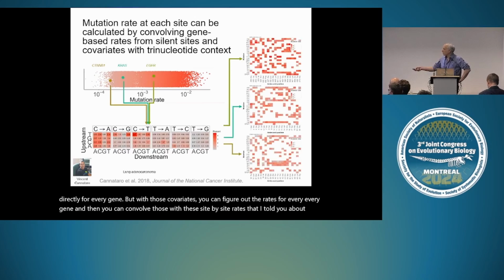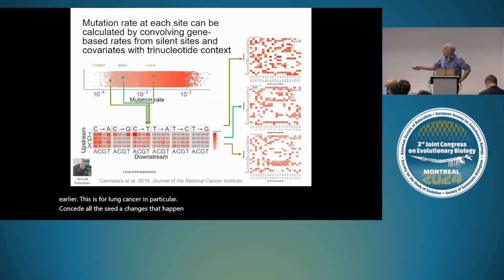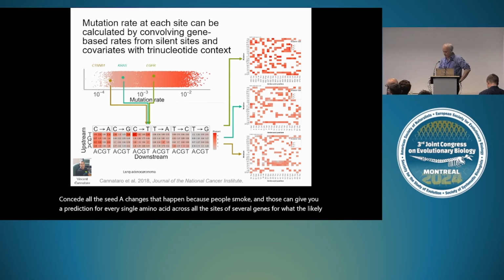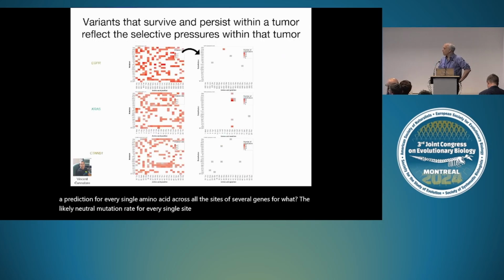And then you can convolve those with these site-by-site rates that I told you about earlier. This is for lung cancer in particular, and you can see all the C to A changes that happen because people smoke. And those can give you a prediction for every single amino acid across all the sites of several genes for what the likely neutral mutation rate for every single site was. And then you can compare those likely neutral rates to the rates at which we actually observe mutations in the tumor genome. And what you can see is there's a pretty big difference here between what we see in neutral genomes and what we see in the actual tumors.